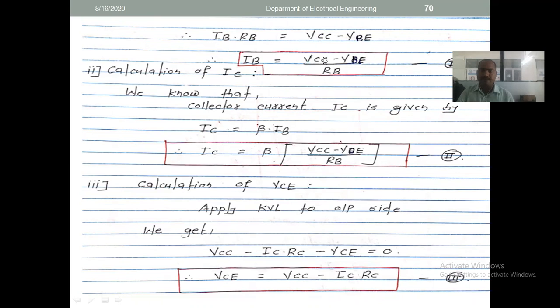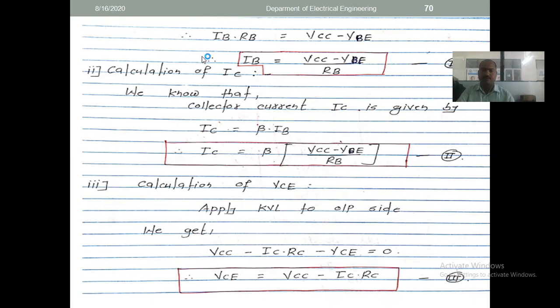So IB equals VCC minus VB divided by RB. This is the equation for IB, right? When we have to calculate IC, we know that the equation is IC equals beta times IB. It indicates the relationship between the collector current, the beta, and the base current, right?